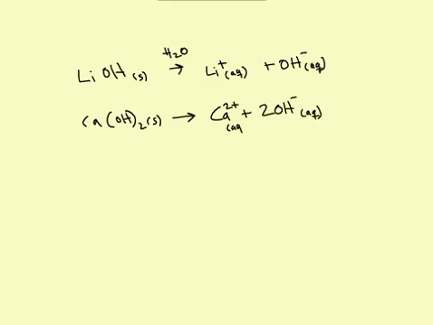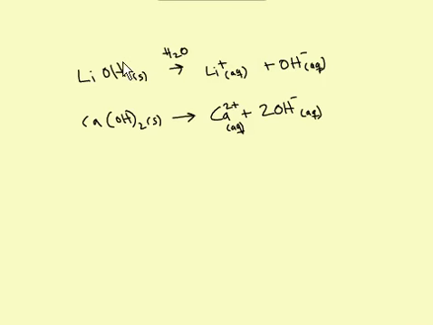The alkaline earths all have a positive 2 charge, so they have 2 hydroxides for each cation. So when the alkaline earth bases dissociate, we're going to get 1 cation, in this case the calcium, and 2 hydroxides.